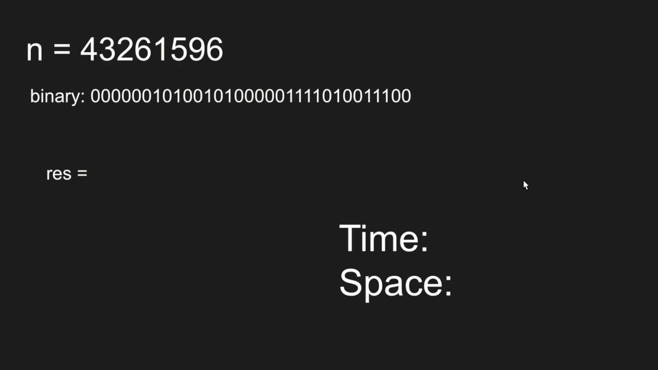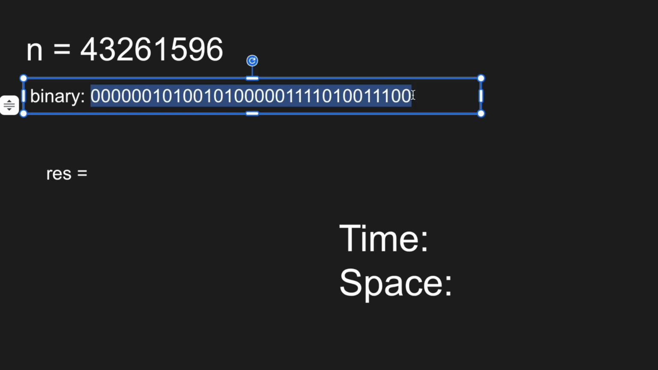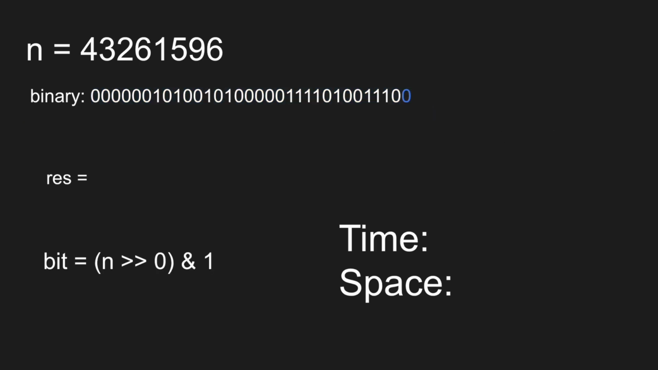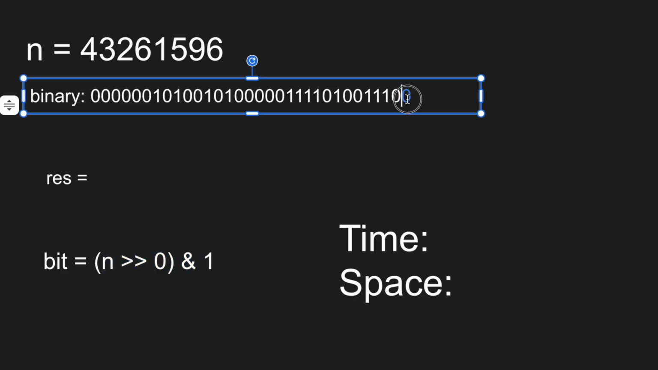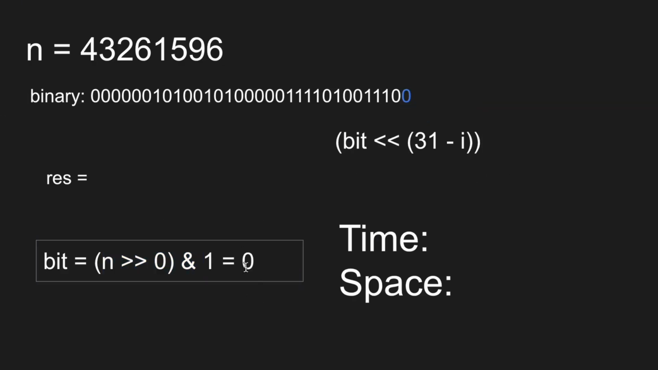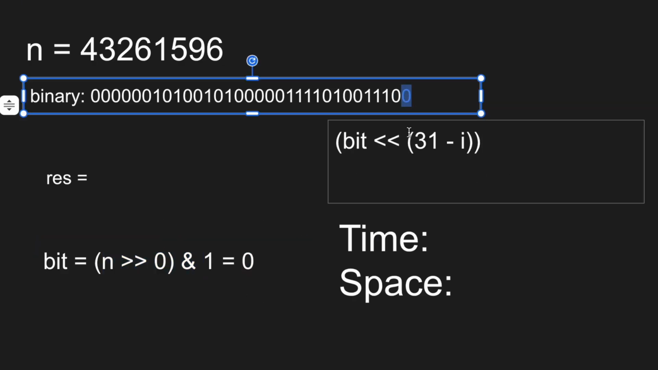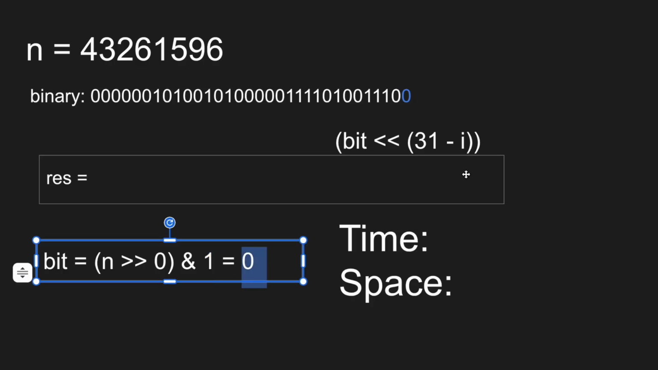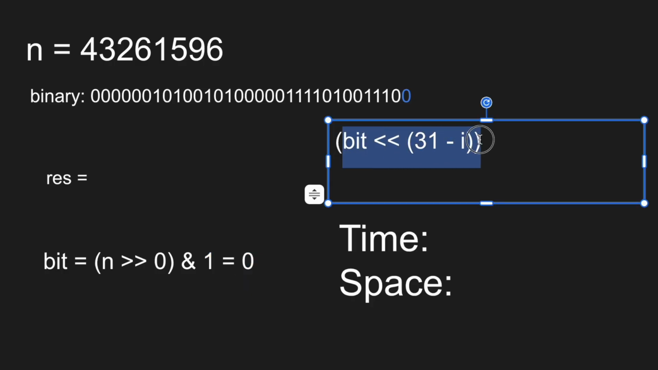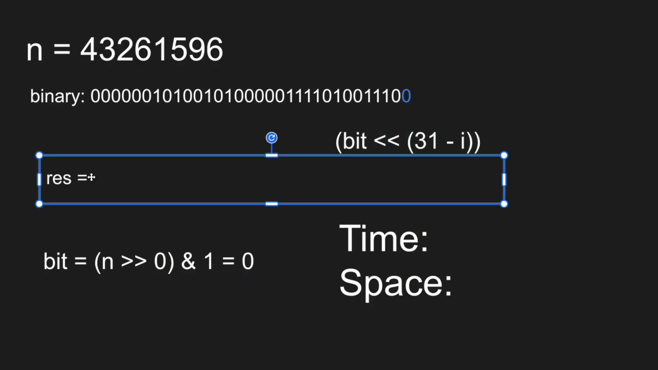So let's go over this example real quick. This is the input number and this will be how it is represented in binary form. So we will start at index 0. We will use this formula to get the digit number, which is 0 because we shift by 0 digits and we compare with 1, so that's 0. And we will use this formula to put it at the proper position here.